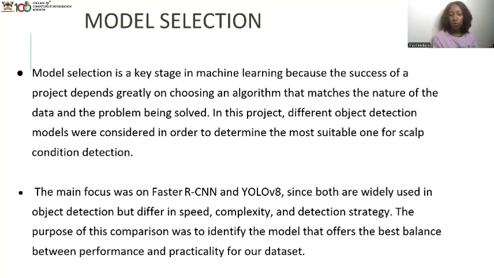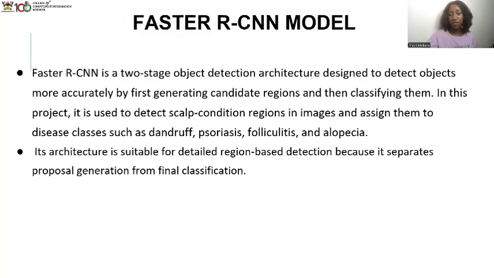So these two models differ in speed, complexity, and detection strategy. The purpose of this comparison was to identify the model that offers the best balance between performance and practicality for our data set. So talking of the models, we have the Faster RCNN model.